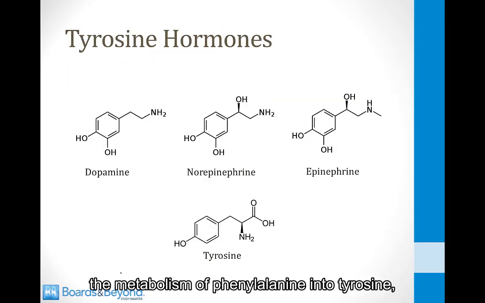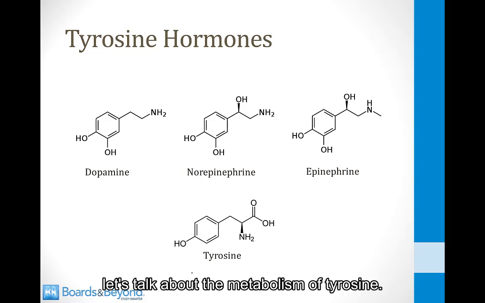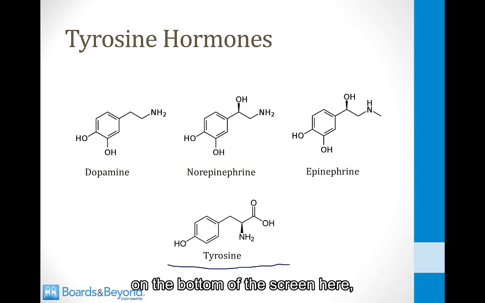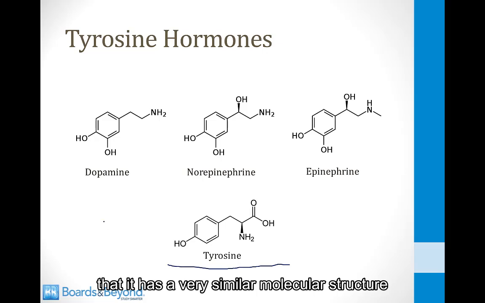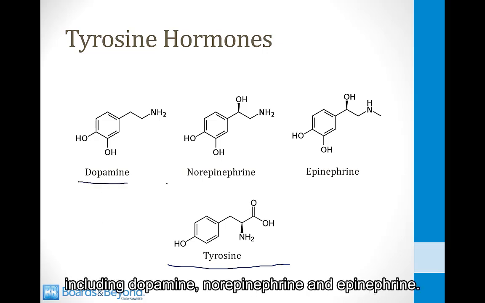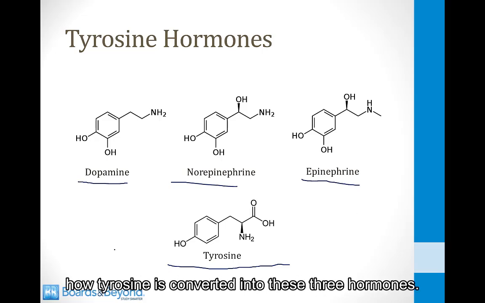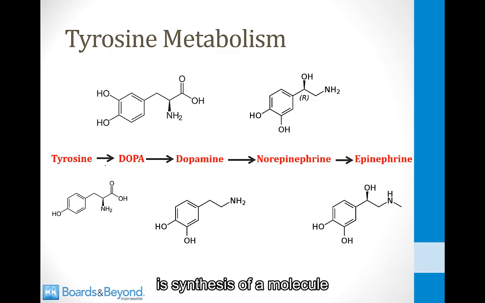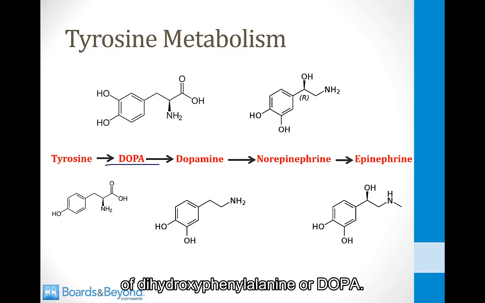Now that we've talked about the metabolism of phenylalanine into tyrosine, let's talk about the metabolism of tyrosine. This is the structure of the amino acid tyrosine on the bottom of the screen here. And you can see that it has a very similar molecular structure to several compounds, including dopamine, norepinephrine, and epinephrine. And now we're going to talk about how tyrosine is converted into these three hormones. The first step in the metabolism of tyrosine is synthesis of a molecule of dihydroxyphenylalanine, or DOPA.